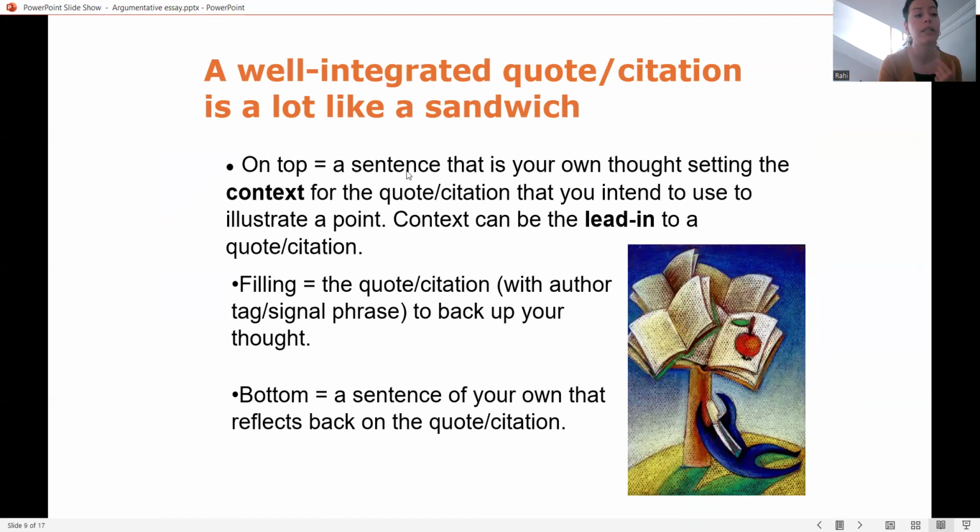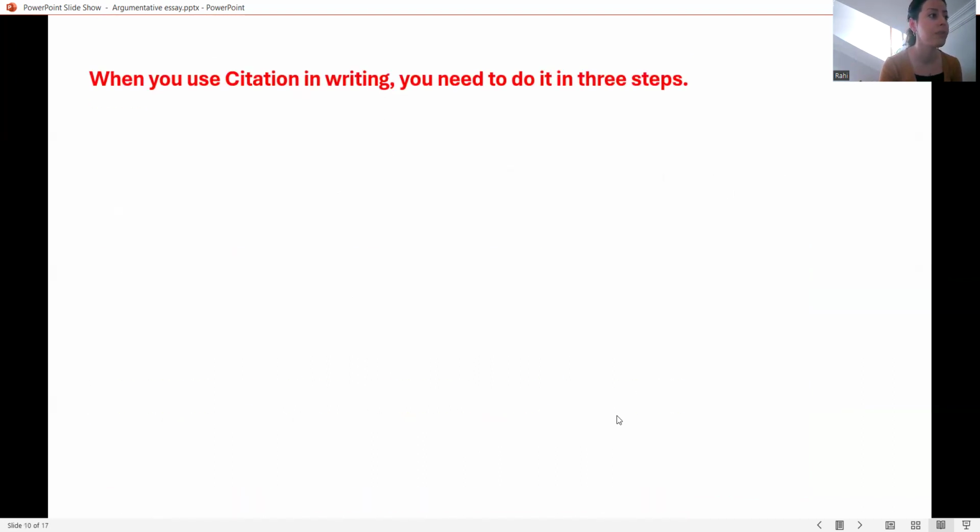So this is, as I said, a sentence of your own thought, setting the context, so you prepare the reader for the citation, and then you quote or cite. It can be a direct quote. If it is a direct quote, put it in quotation marks. If it's a paraphrase or summary, you don't need quotation marks, and then you add your interpretation.